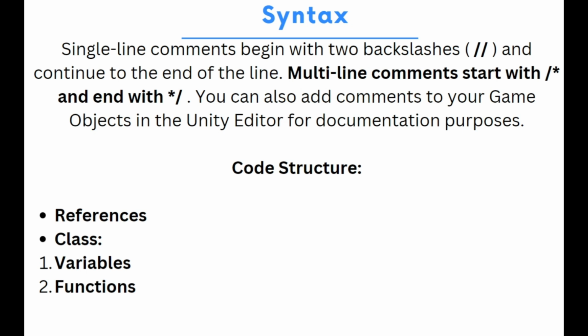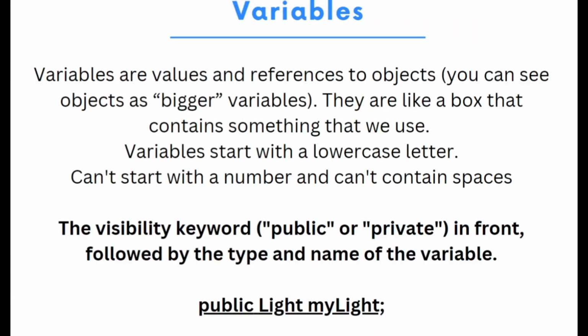Syntax. Single-line comments begin with two slashes and continue to the end of the line. Multi-line comments start with slash plus asterisk and end with asterisk plus slash. Code structure: references, class, variables, functions.